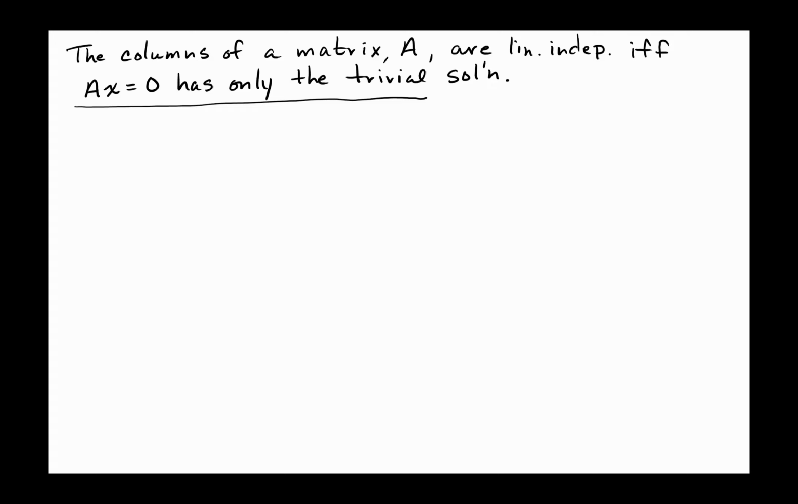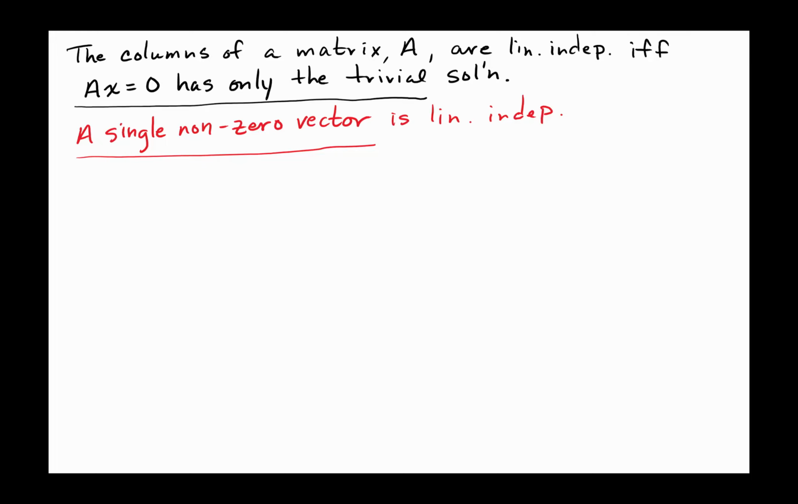We already mentioned that when we think about a set of one vector, I guess we ought to say it this way: a single non-zero vector, as a set, is always considered to be linearly independent. If it's 0, then it's easy to see that there are many solutions to a constant times the vector equals 0. But if it's a single non-zero vector, then it's always linearly independent.